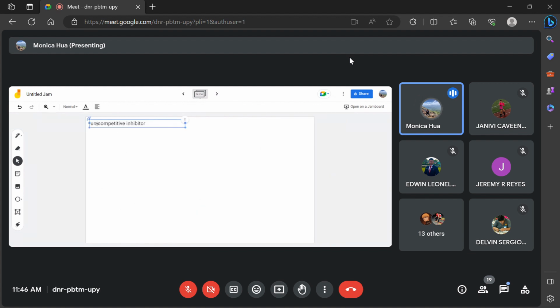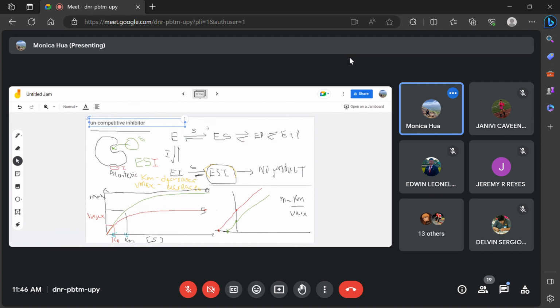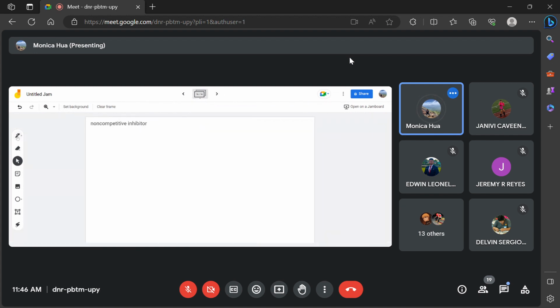Okay, so non-competitive is almost the same. I'm just gonna write it again. This is your equation. You can have the enzyme inhibitor, and you could have a substrate binding to it, enzyme substrate inhibitor. Here the inhibitor can also bind here.